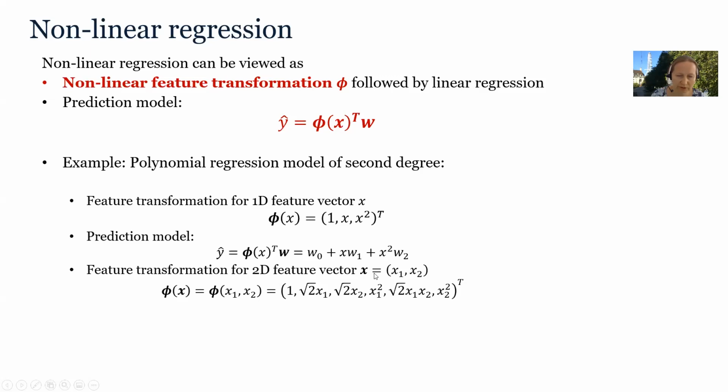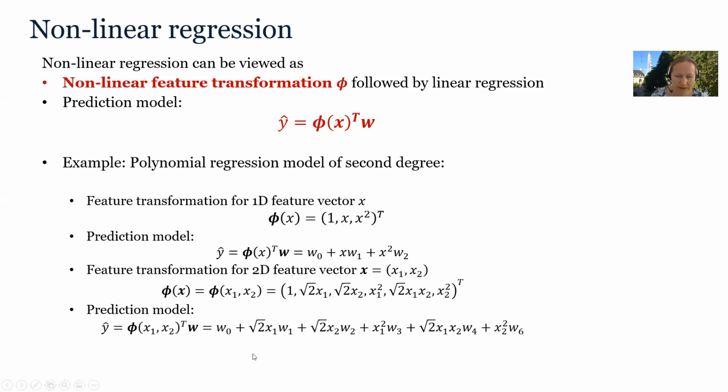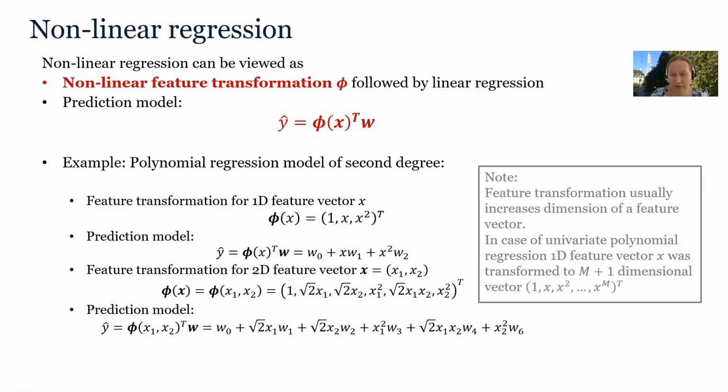In 2 dimensions, when we have 2 features, x1 and x2, we will end up with 6 features after feature transformation that are various combinations of the original 2 features. And then the prediction model will be linear with 6 parameters, 1 per feature. So remember that feature transformation usually increases the dimension of a feature vector. And we have already seen that in the case of univariate polynomial regression, when the one-dimensional feature vector x was transformed to an m plus 1 dimensional feature vector, where m is the polynomial degree.